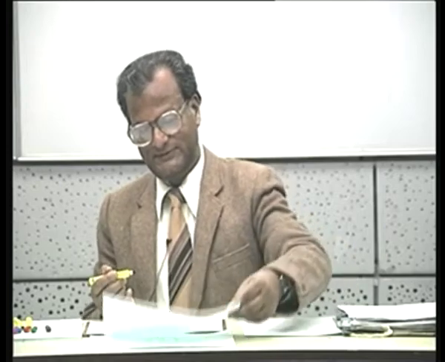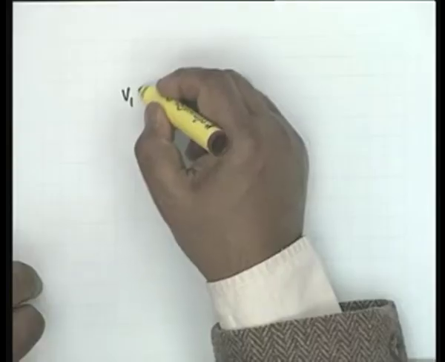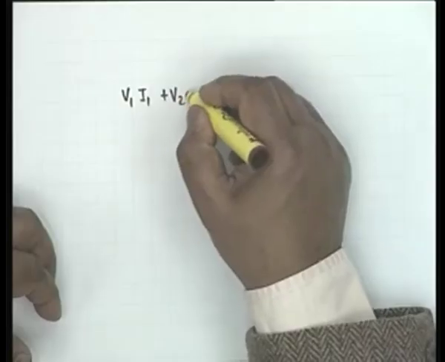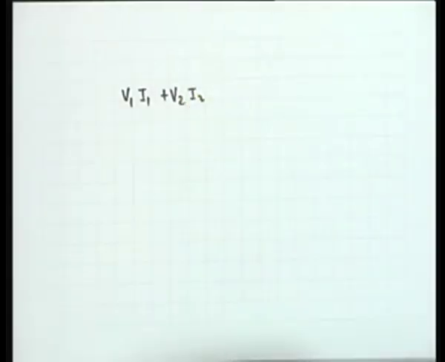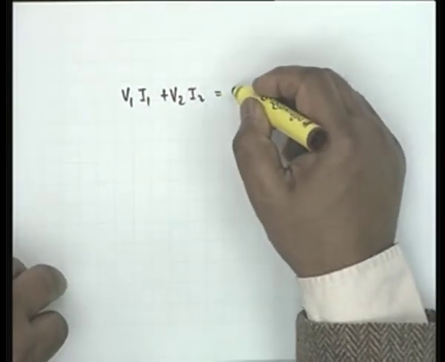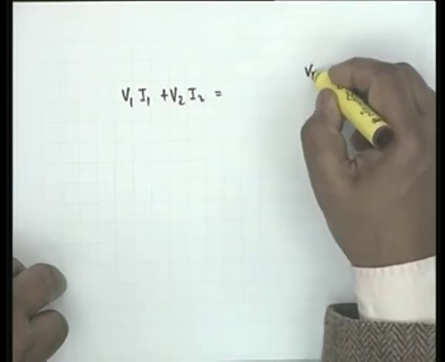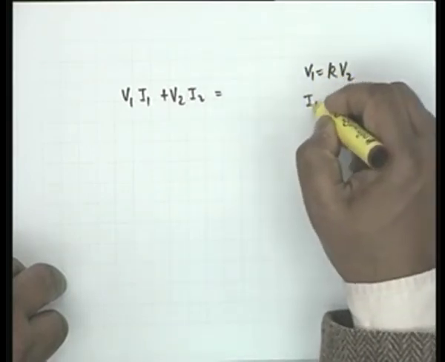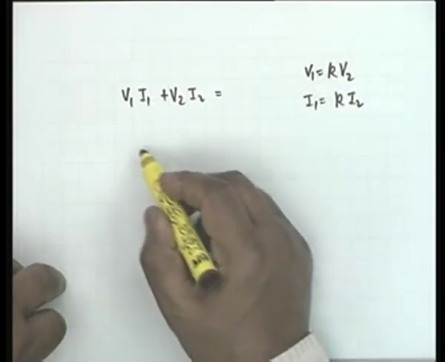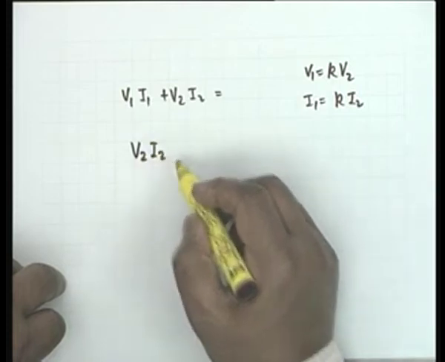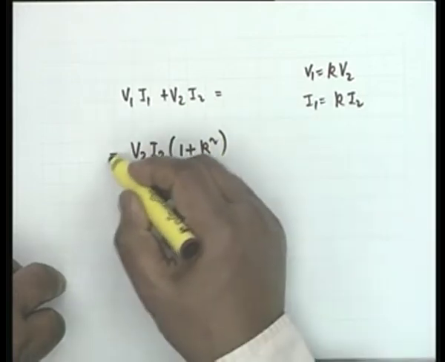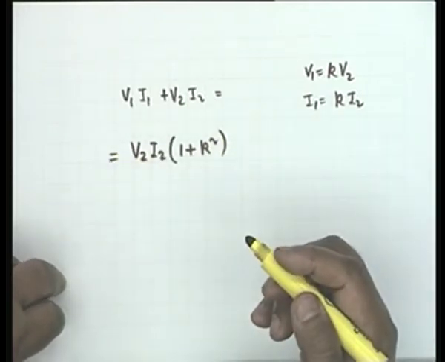Is it passive? Well, for that you see V1 I1 plus V2 I2, this is the total power that goes into the network, and this is equal to, you see, V1 equal to K V2 and I1 equal to K I2, and therefore I can write this as V2 I2 times 1 plus K squared. Agreed? V2 I2 times 1 plus K squared.